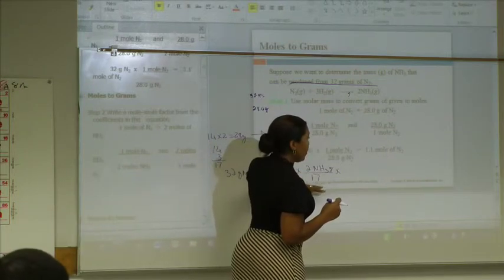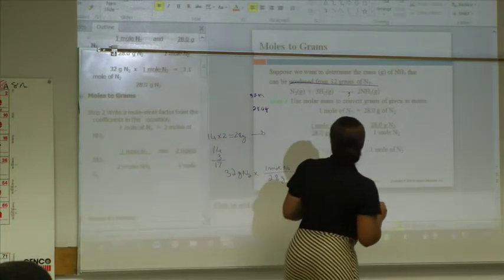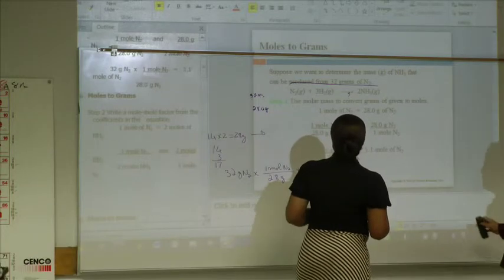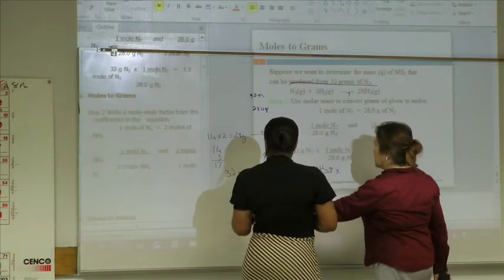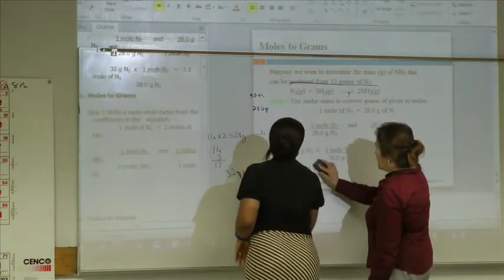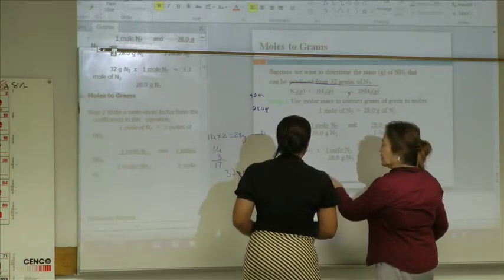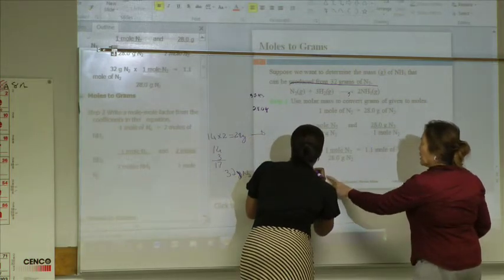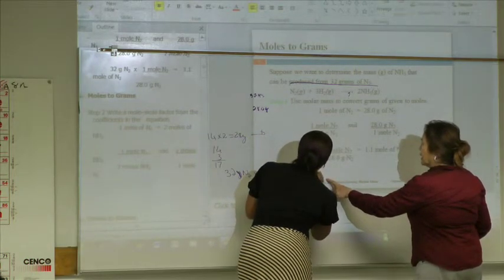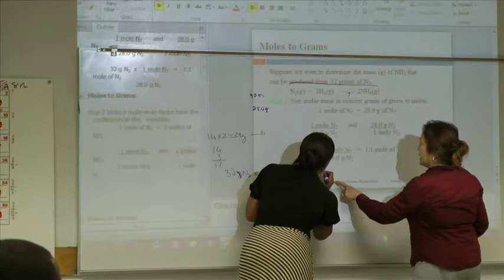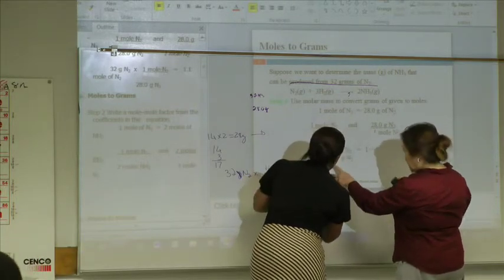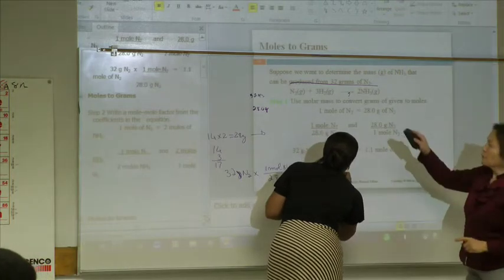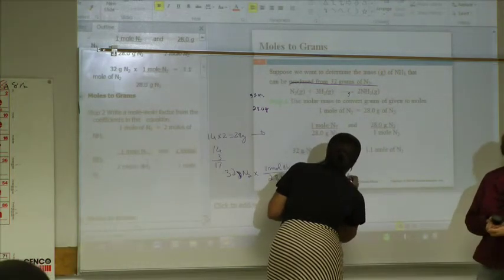Yeah, but there's something before you put this, right? So this cancels. Now we want moles of nitrogen to cancel, so now we've got moles of nitrogen over here. And you want to put that in the denominator: 2 moles NH3 over 1 mole of nitrogen. You see that?